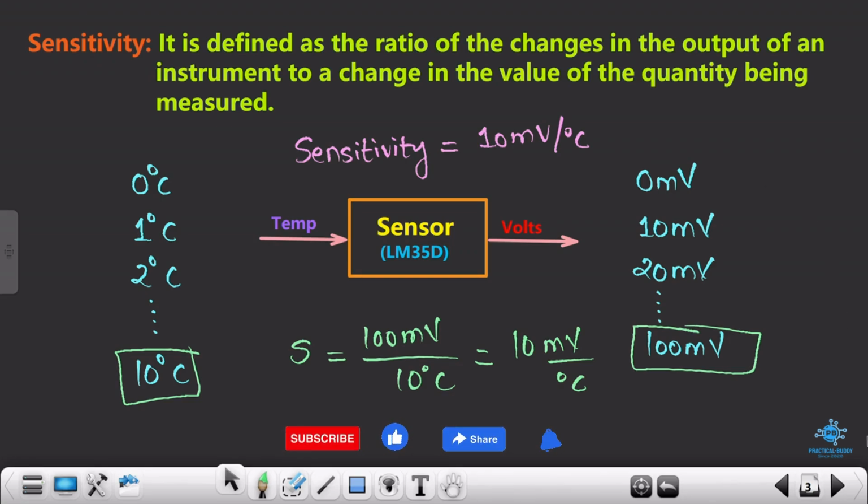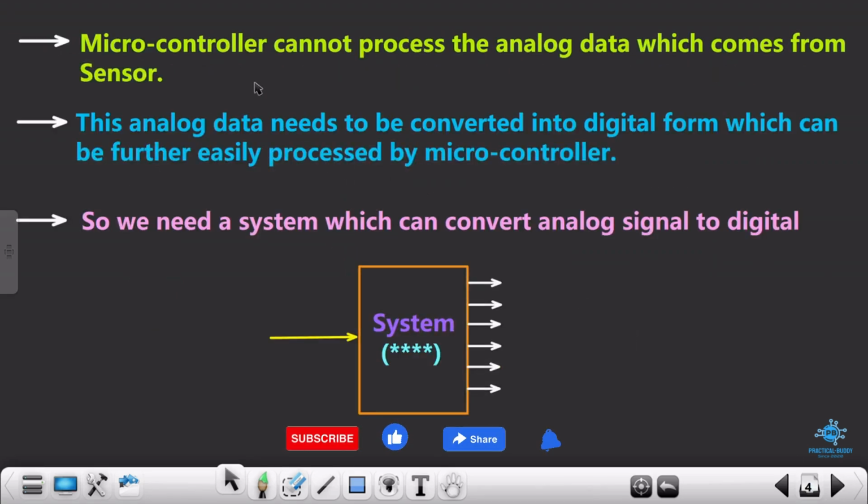Let me proceed further. A microcontroller cannot process the analog data which comes from the sensors. Why? Because to process the data you first need to store it, then analyze that data and perform certain actions on it. This analog data needs to be converted into digital form, which can be easily processed by the microcontroller. So we need a system which can convert this analog signal to a digital signal.